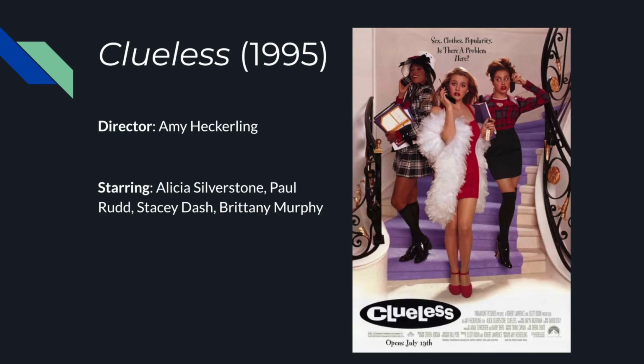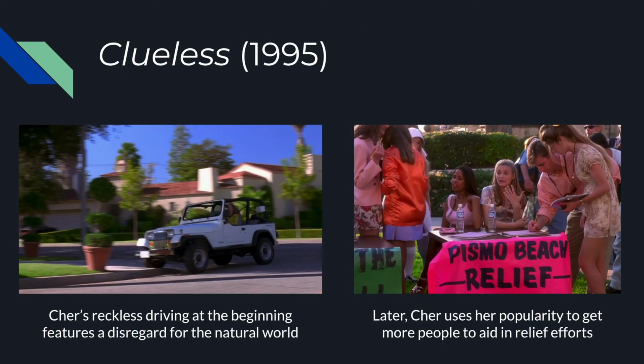Amy Heckerling's 1995 film Clueless is a modern retelling of Jane Austen's novel Emma. In the film, Cher Horowitz is a self-absorbed teen who is frequently found driving around or spending time at the mall. Clueless opens on a few scenes of teens driving and shopping. As Cher drives, she runs into planters in people's yards, she fails to stop at stop signs, and she often wavers in between lanes on the road.